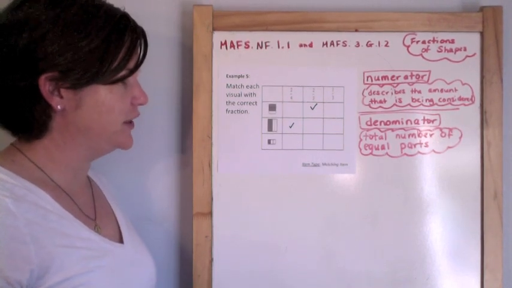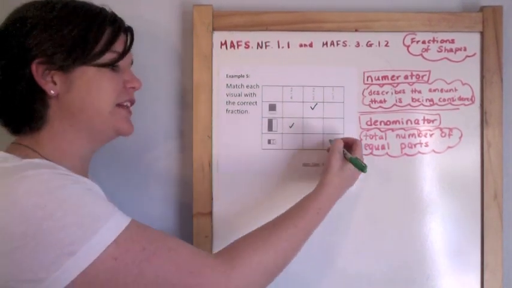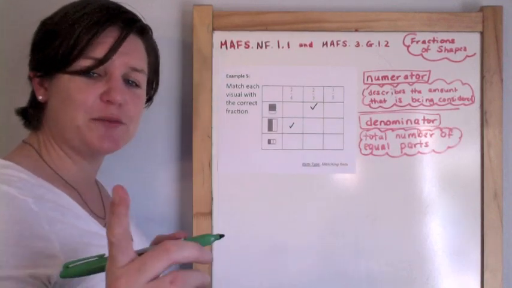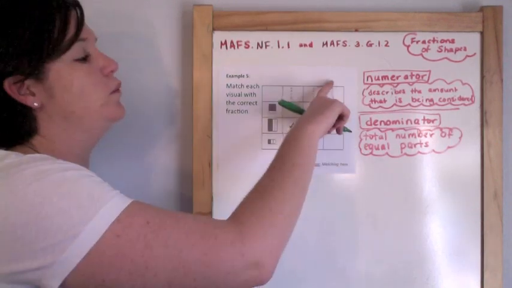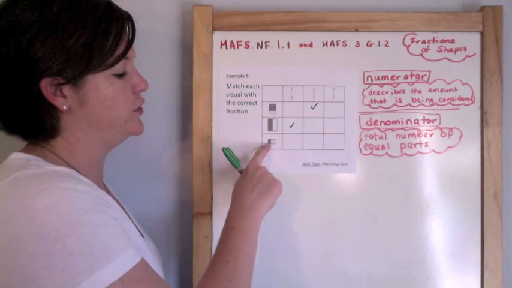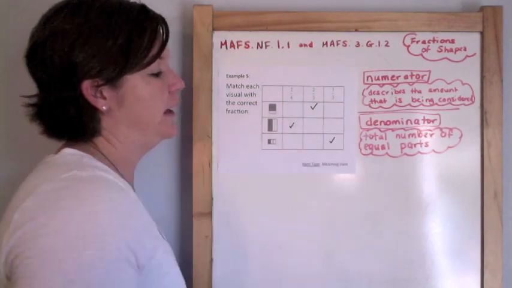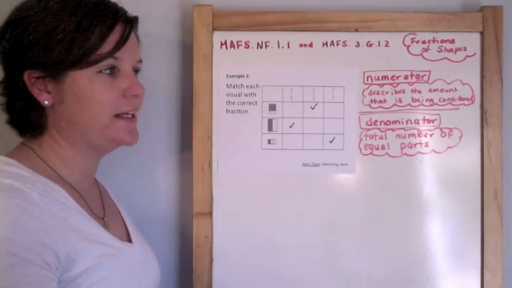All right, and the last one, you would think that it would go right here, boom, but let's make sure. Let's be scholars and make sure. 1 shaded out of 3. There's 1 shaded here out of 3. And there you go. That's it.